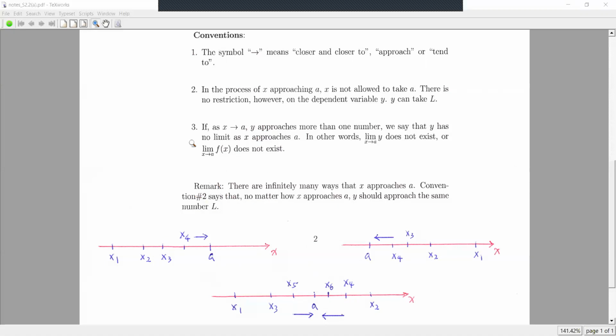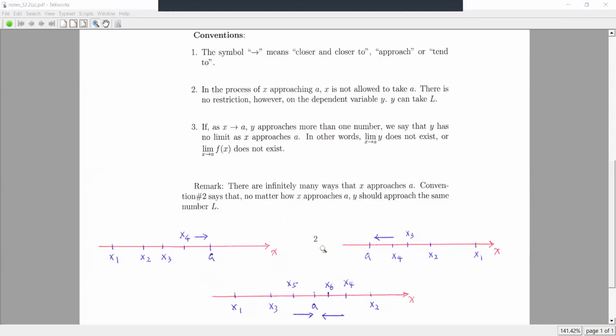Here is one remark about this convention. There are infinitely many ways that x approaches A. For example, we can let x approach the point A from the left side by first taking this point, then this point, then this point, and so on. Or we can let x approach the point A from the right side by first taking this point, then this point, and so on.